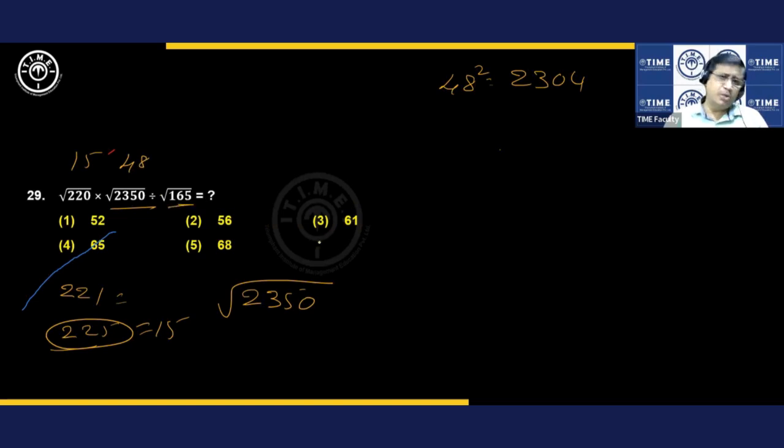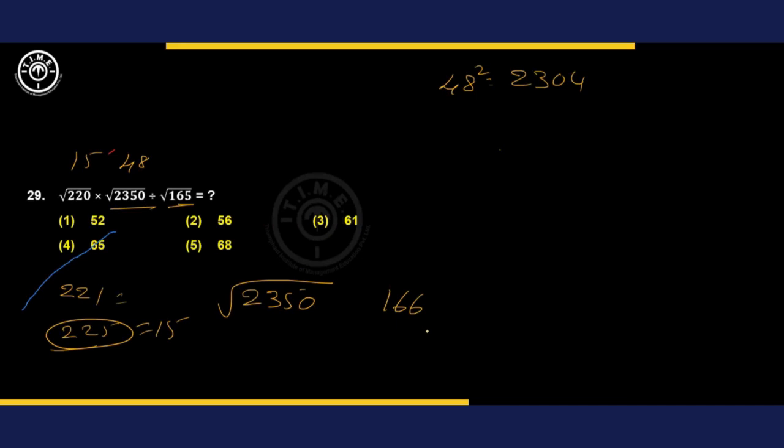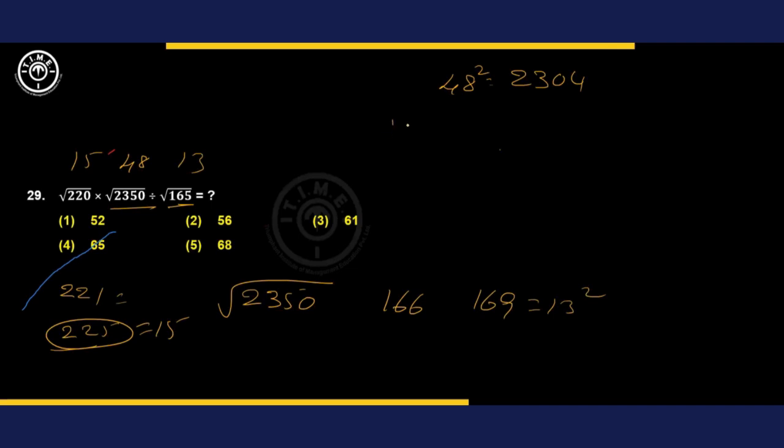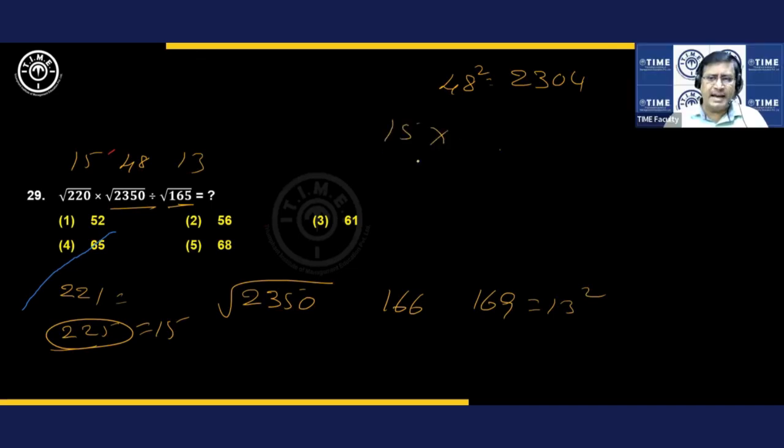What about 165? Is it a perfect square? Or what is the nearest perfect square? 166, is it a perfect square? 167. 13. Arjun, yes, please. Which one? 13. 169. That is the 13 square. So 13. Now 15 into 48 by 13. What is the result? 56, sir.